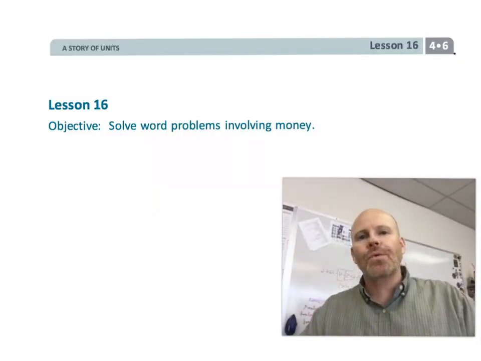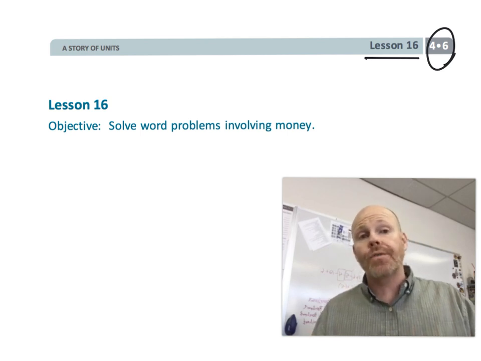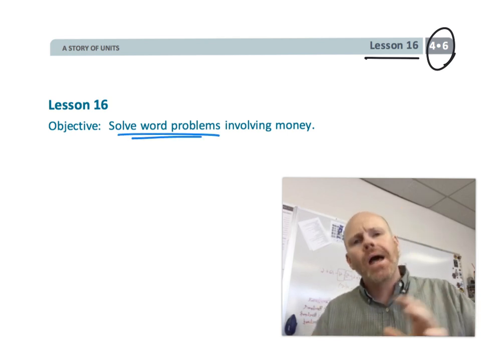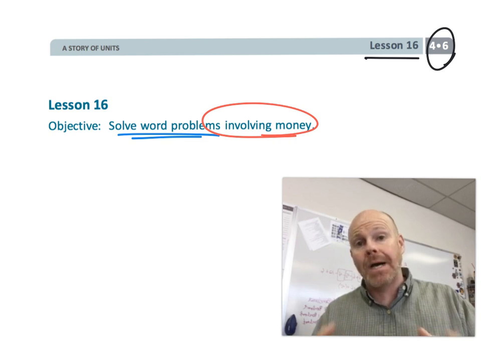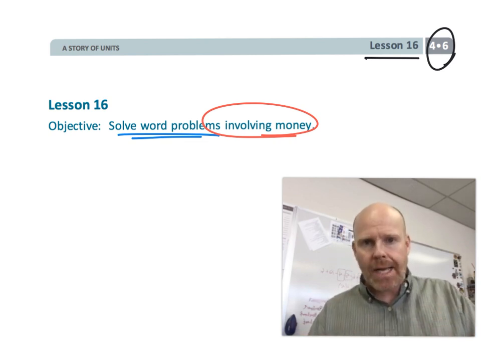All right, this is 4th grade, Module 6, Lesson 16. And in this lesson, we're going to be solving word problems involving money. Again, we're going to be adding and subtracting money, which is like decimals. But we're still not going to be using that standard algorithm yet.